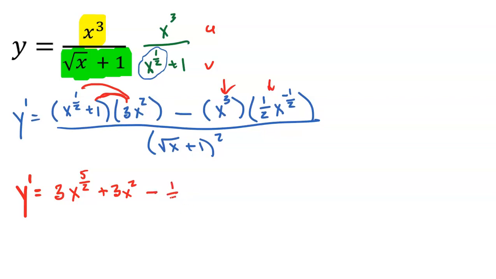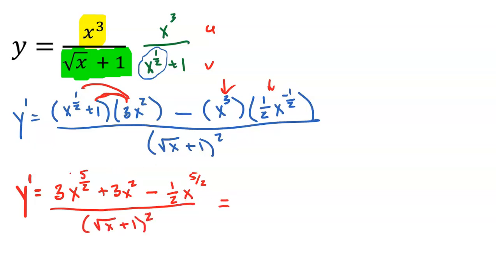So let's see here. I have negative 1/2 x, and again, add the exponents, 3 plus negative 1/2, that's going to be 2.5, which is also 5/2. That's actually a good thing because now I'm going to get like terms that I can combine. And then don't forget that common denominator is the square root of x plus 1 all squared.